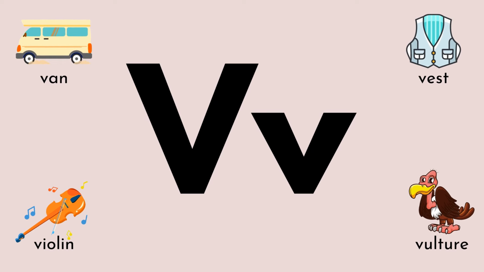Letter V. The sound is V. Like van, vest, violin, vulture.